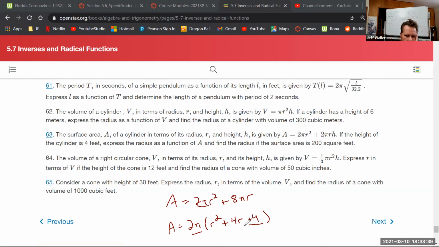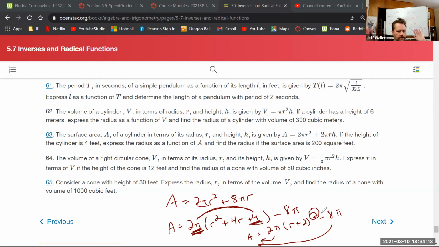And then it's just half of 4 is 2, squared is 4. But then what do you have to subtract now to balance it back out? The 8? Right now I added 8 pi. Do you see that? Yes, 8 pi. So I better subtract 8 pi at the same time. So now you've got A equals 2 pi times r plus 2 squared minus 8 pi. So now you can add 8 pi and divide by 2 pi and take a square root. So now you can start to solve for r.